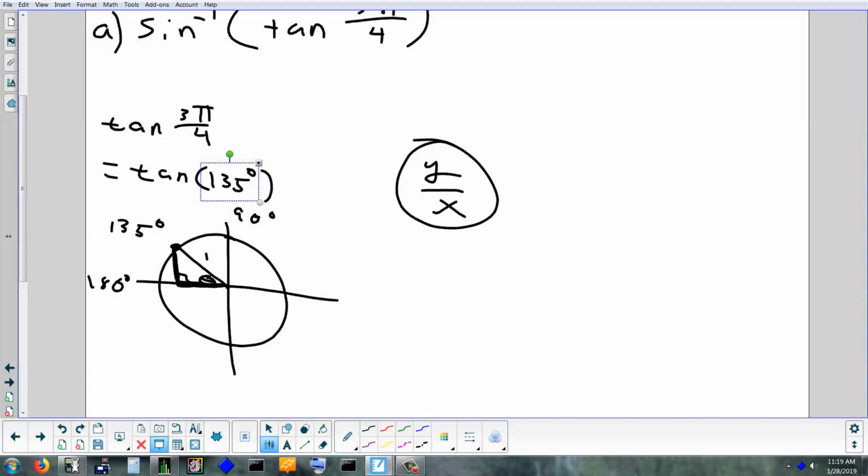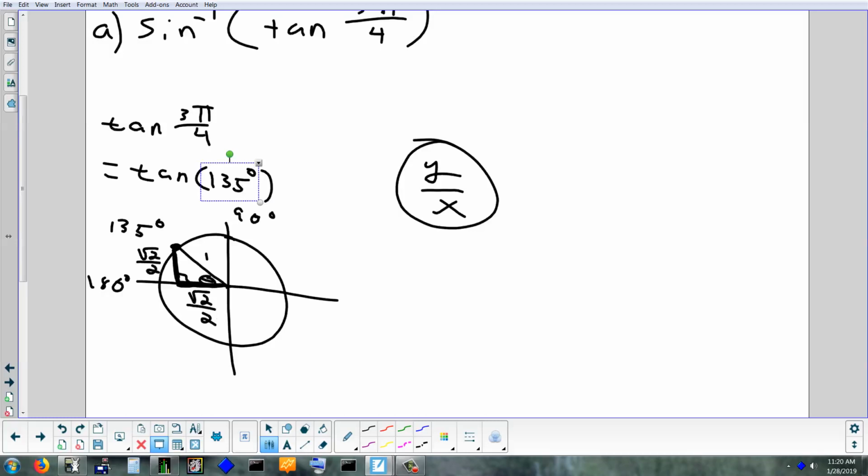Each leg. So these sides, they have square roots in them. Remember, yeah? Isn't it root 2 over 2? Yes, root 2 over 2. Very good. So this side is root 2 over 2. This side is root 2 over 2. Just remember, what about the x value? Because you're in quadrant 2, it's negative.